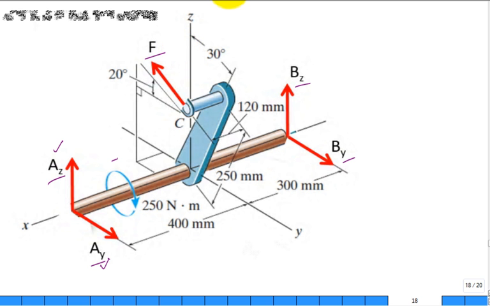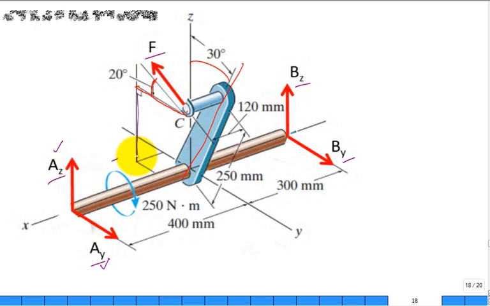Well, this angle right here of being 30 degrees rotated, I'm going to have to remember that. And then this coming off of here is at an angle 20 degrees up. F is at an angle 20 degrees up from what? Well, you have to be careful.